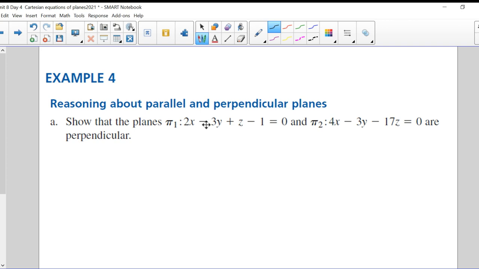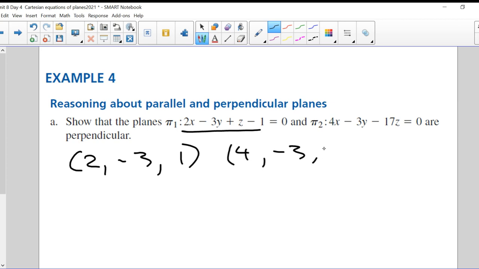If the planes both have normals, I'll show you what the normals are, and you should know this. The normals are 2, minus 3, and 1. That's the normal for the first one. The normal for the second one is 4, minus 3, and minus 17. So these are not direction vectors, these are normals. Both normals come from the coefficients.